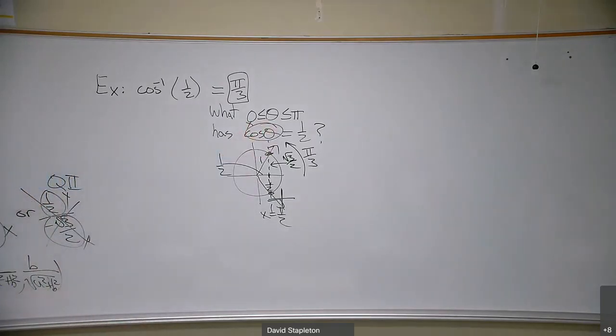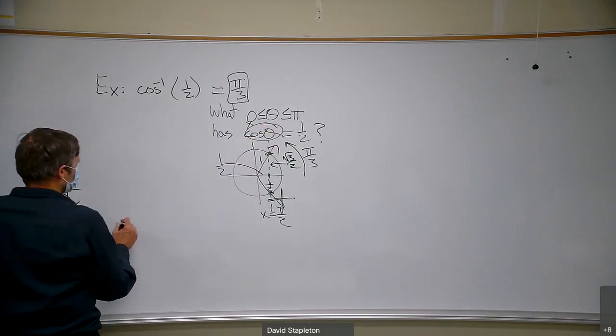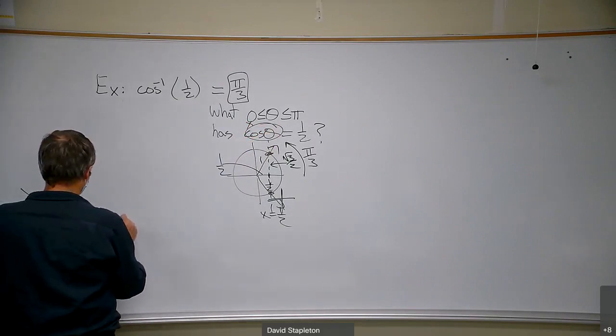Arc cosine is a function. There's always only one answer. All right, so that's the difference. It's a little easier with arc cosine or arc sine. You just draw them. Okay, now I want to make sure we have a couple of these down.